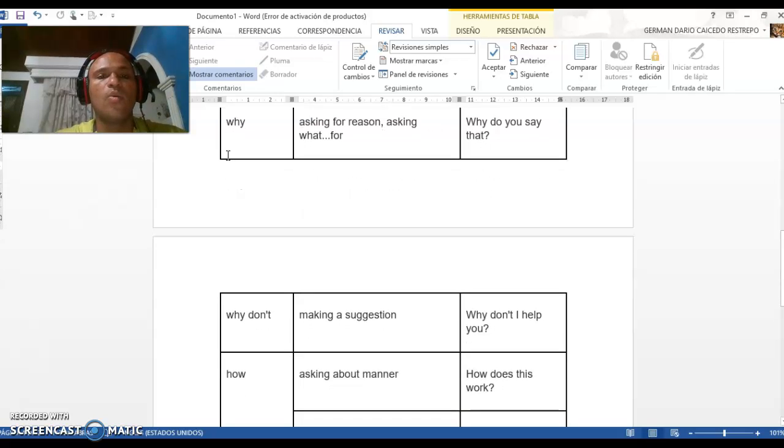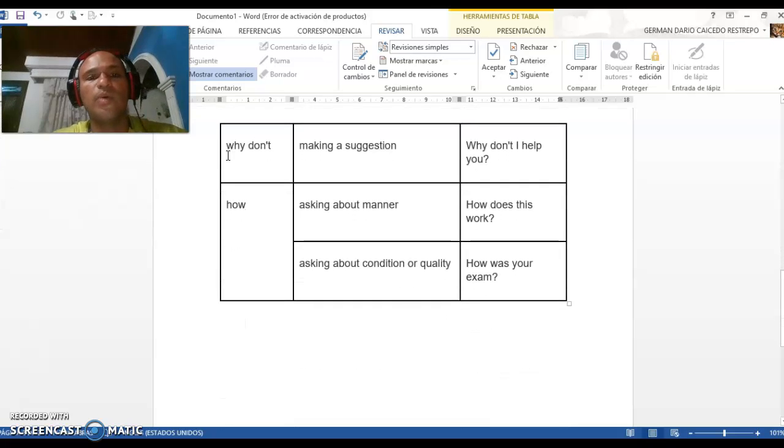Why. Why is a question asking for a reason. Asking what and verb and for. For example, why do you say that? Then if you need to know why, don't use "for what." It's not correct. In Spanish it is fine, but in English you must use why.